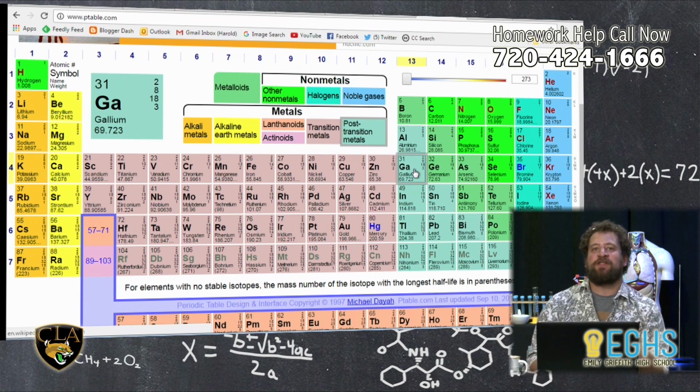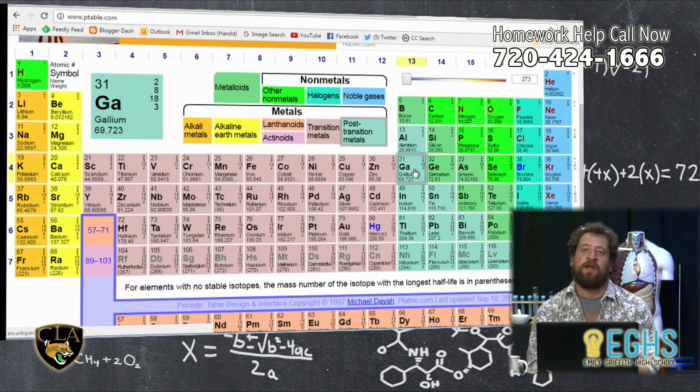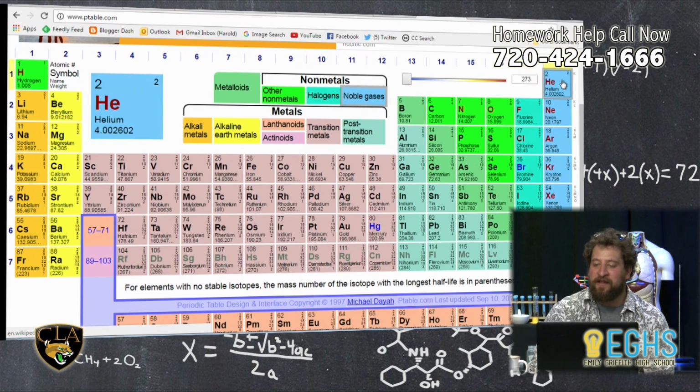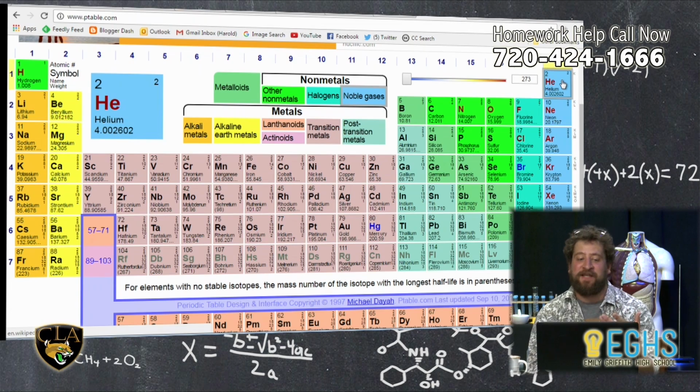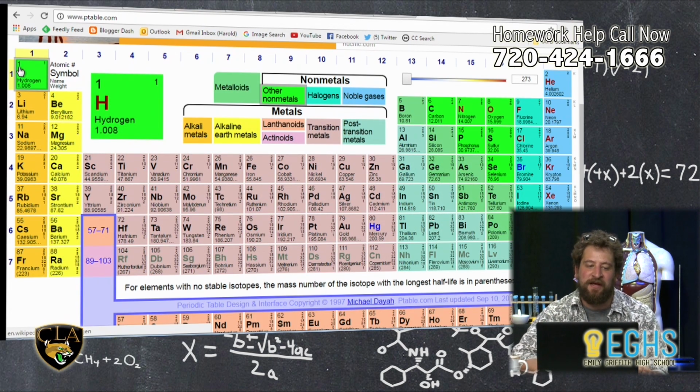I just wanted to show this to make the point that the periodic table is set up in such a way that it goes from the smallest elements to the greatest elements, reading from the top left to the bottom right. So I start here at hydrogen. Hydrogen is the smallest and lightest element, and then as we move over to helium next, helium is the next biggest element.